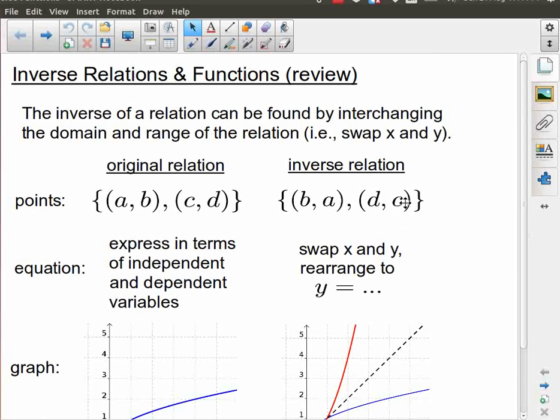So that's the first way. If you have points, you can go from any relation to an inverse relation. It has nothing to do with it being a function right now. We're just talking about relations.